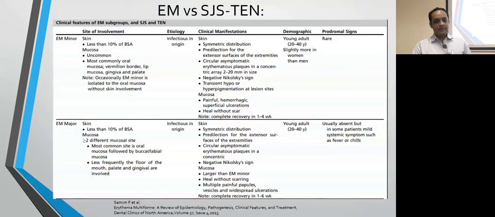So the reason why this is important is an important differential for this, with fever and some drug intake and everything, is Stevens-Johnson and TEN overlap, both of which have almost similar presentation, just that the lesions may be atypical.